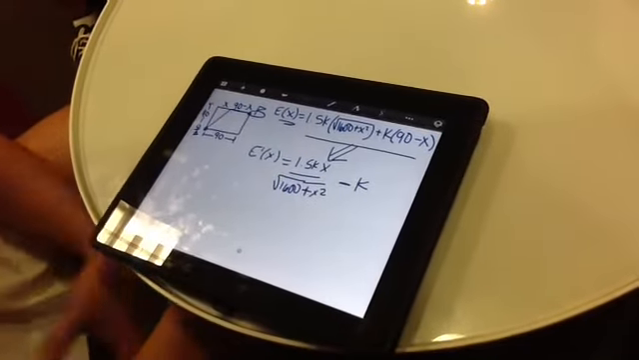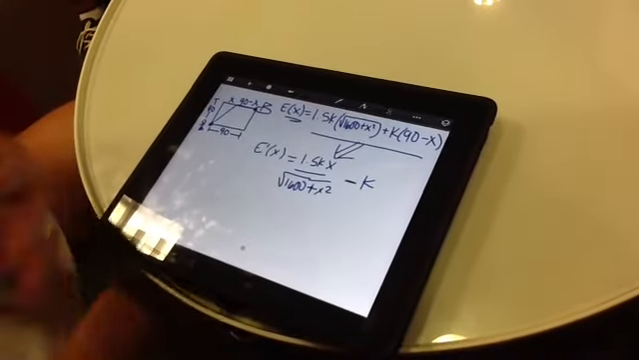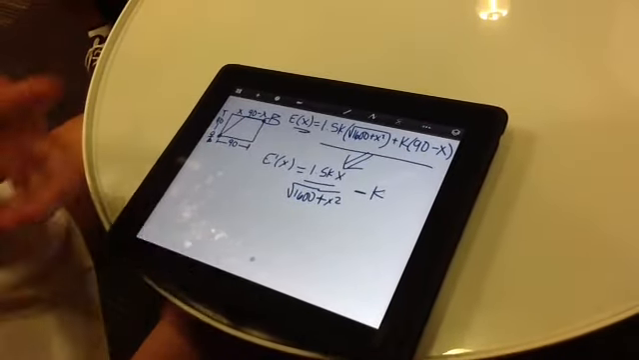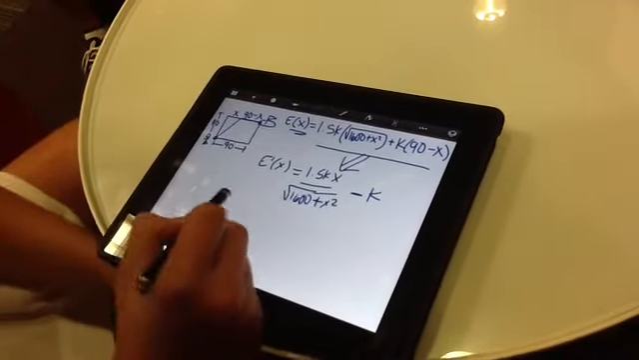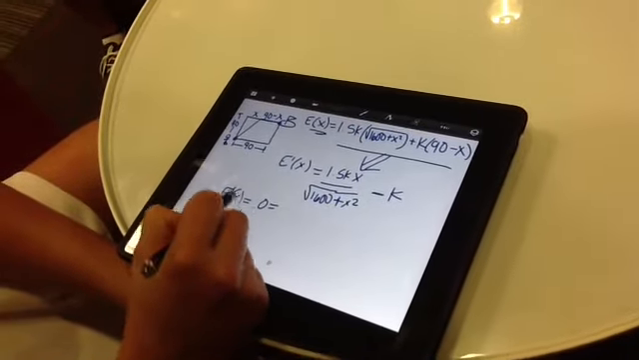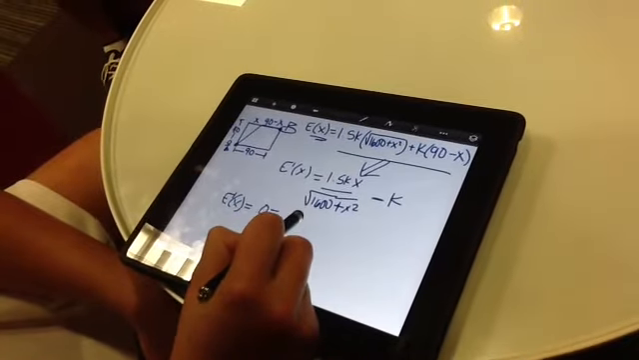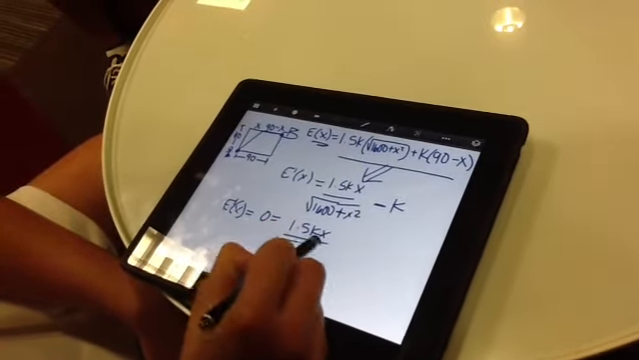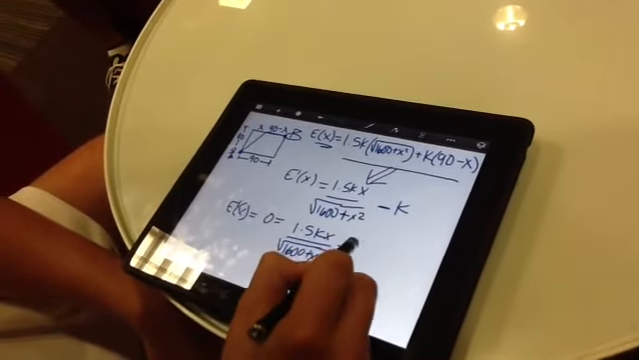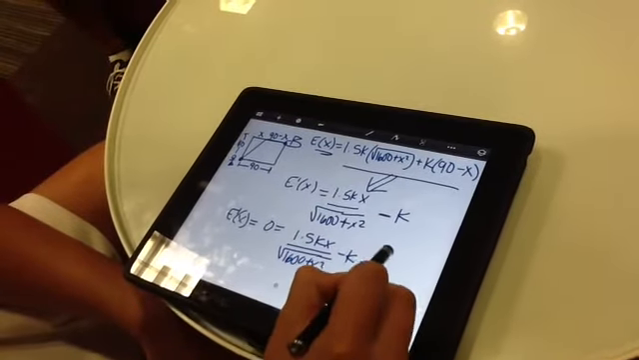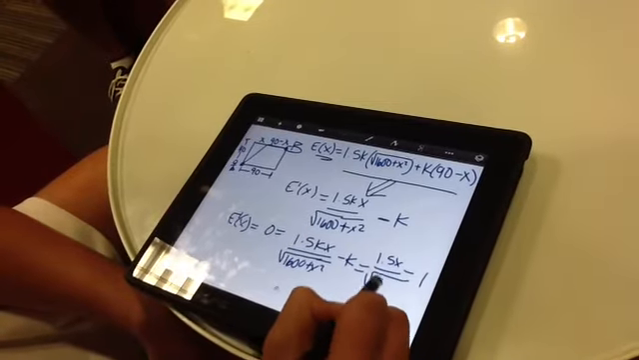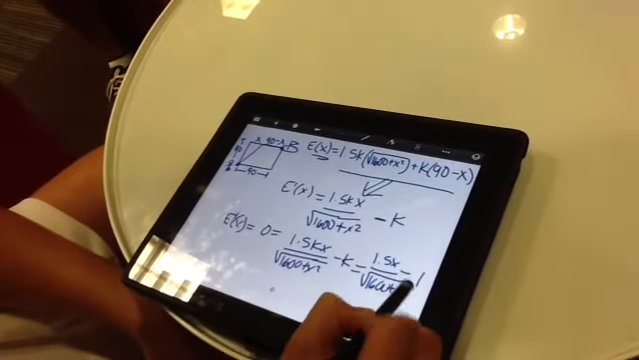So in our problem, we're trying to minimize the amount of energy Jamie spends on her shot. So to do this, we need to find a minimum value of our function by setting our derivative equal to 0. So when our derivative is equal to 0, we have 1.5kx divided by the square root of 1,600 plus x squared minus k equals 0. This gives 1.5x divided by the square root of 1,600 plus x squared equals 1.